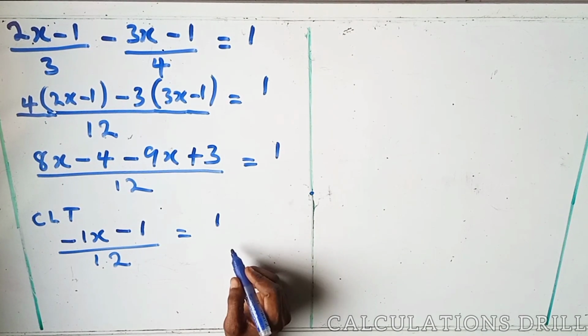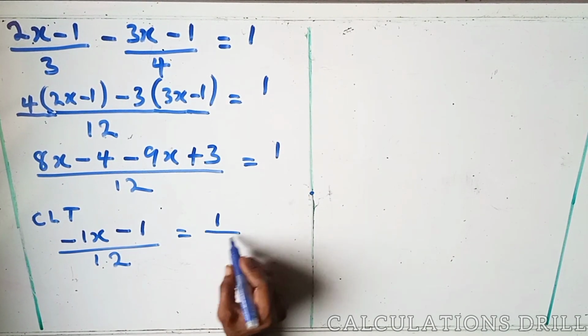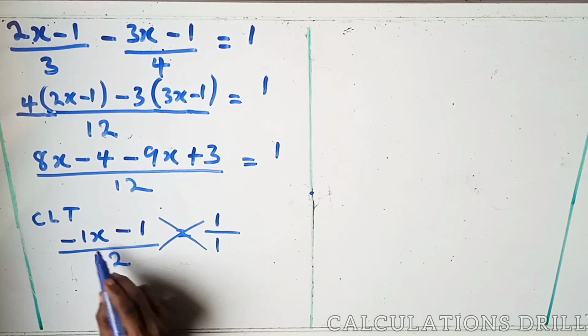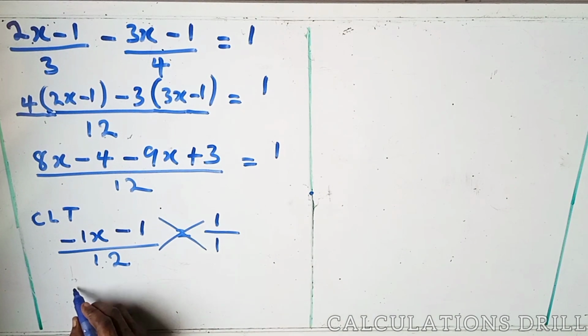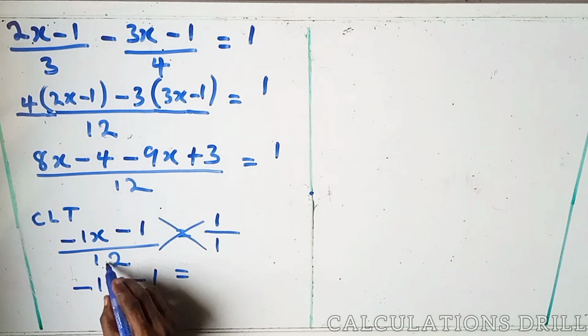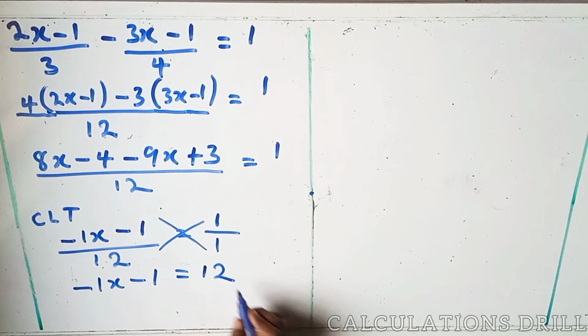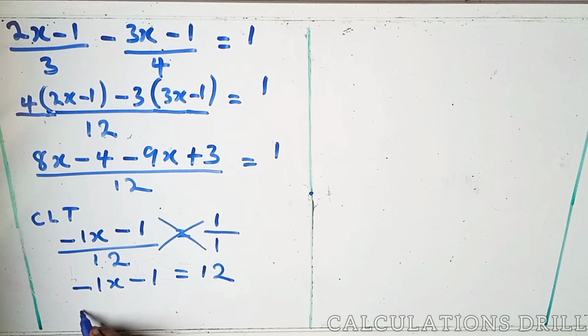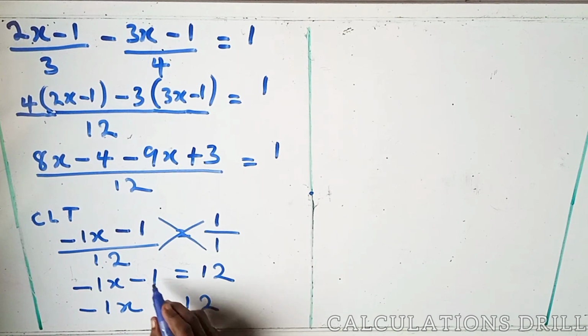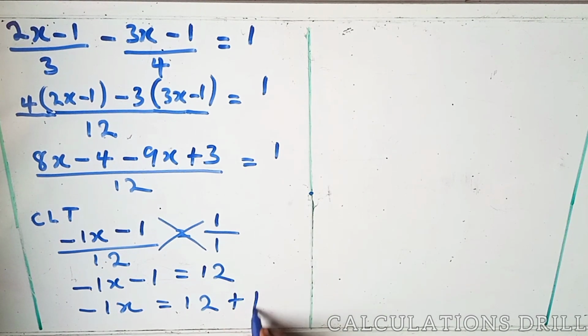Since this is in fraction, let's also make the other side to be in fraction form. Then the next thing is to cross multiply. So minus 1x minus 1 equals 1 times 12, and that will give us 12. So minus 1x equals 12 plus 1, because once negative 1 goes to the other side, it becomes positive. So minus 1x equals 13.